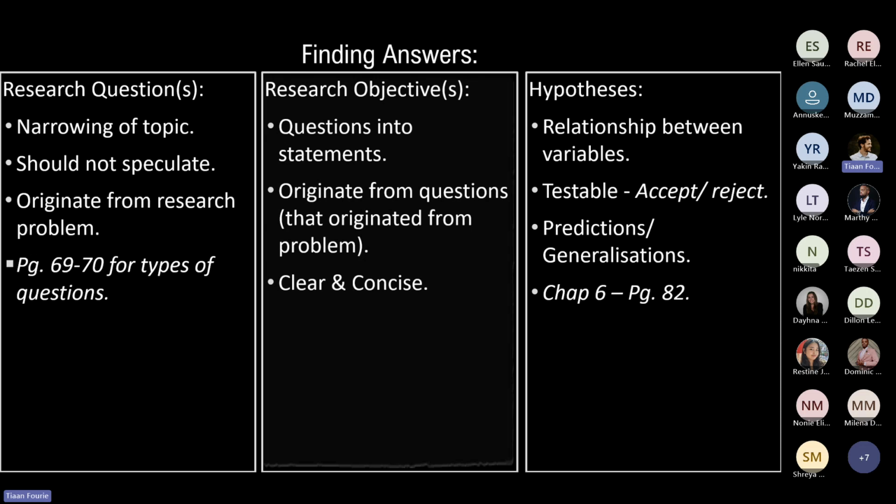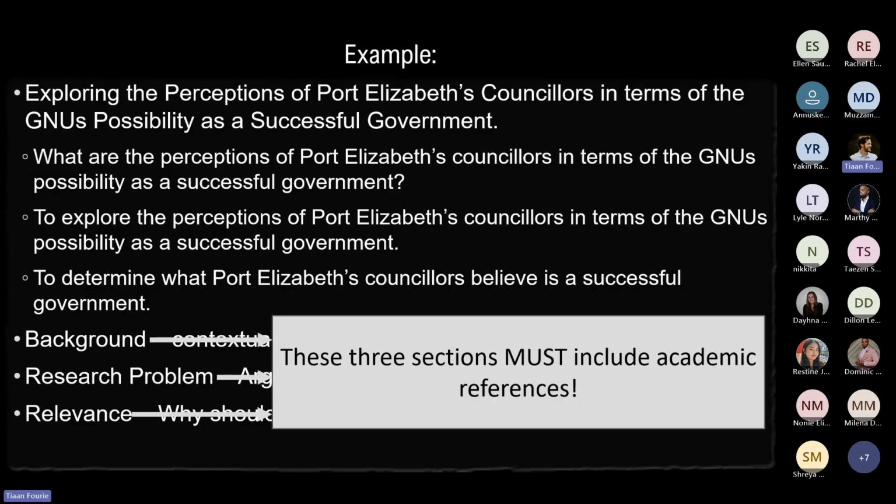And then hypothesis, for quantitative research. For your main hypothesis, your H1 or your HA, you're going to state that there is a relationship. For your H0, you're going to state there's no relationship. And just another example: exploring the perceptions of Port Elizabeth councillors in terms of GNU's possibility as a successful government.